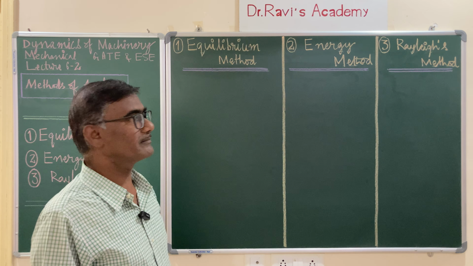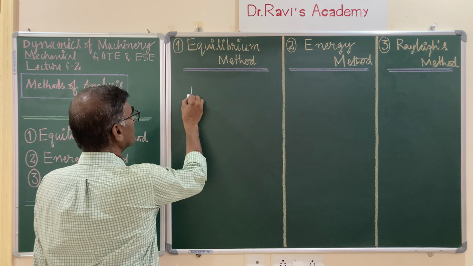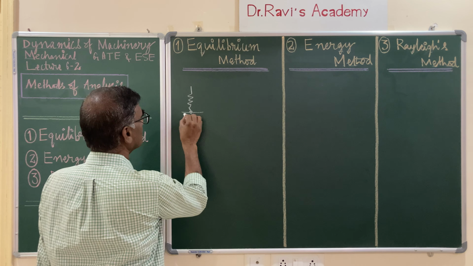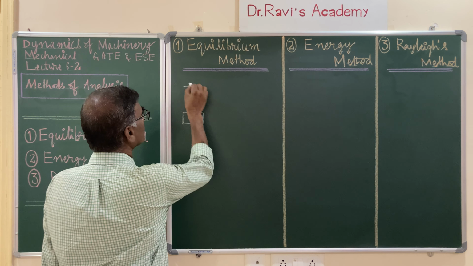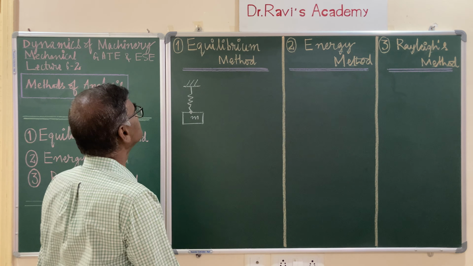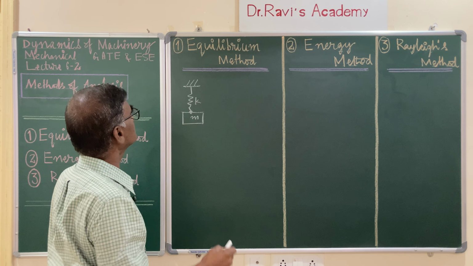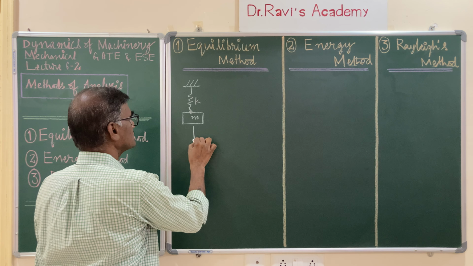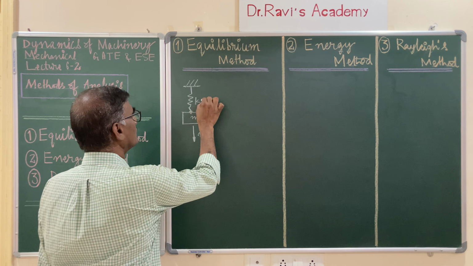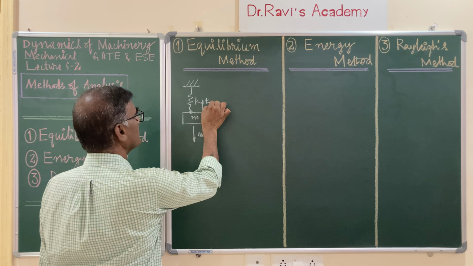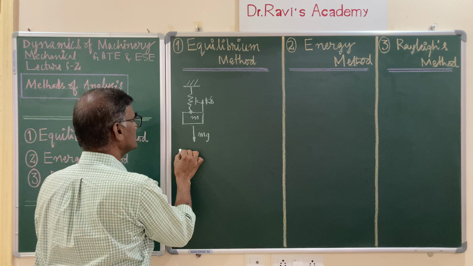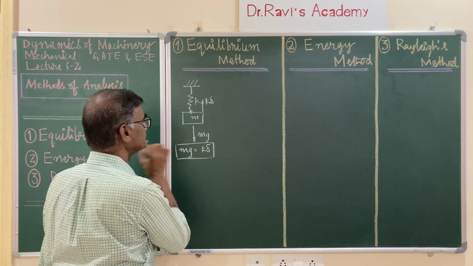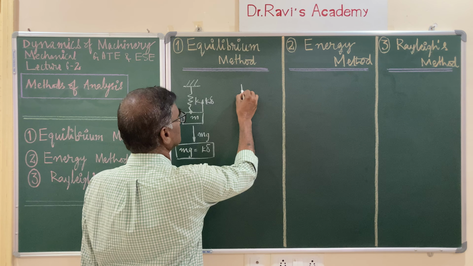So the first method is equilibrium method. In this, let us consider a spring with the stiffness K and mass, let us say M is the mass. So this is in equilibrium. So K is the stiffness of the spring and this is in equilibrium. Obviously, if you draw the free body diagram, downward is mg, upward force is spring force, that is K into delta. So both are equal. So mg is equal to K delta, from equilibrium condition.